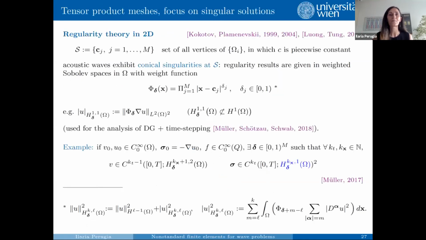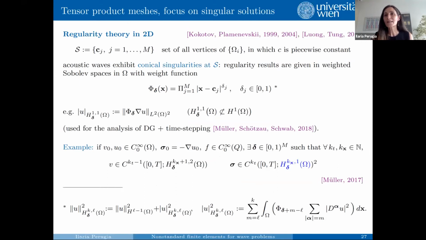So now, building up, again focusing on the corner singularities, I would like to present a second way to reduce the number of degrees of freedom without reducing the accuracy in a space-time approximation of the wave problem.